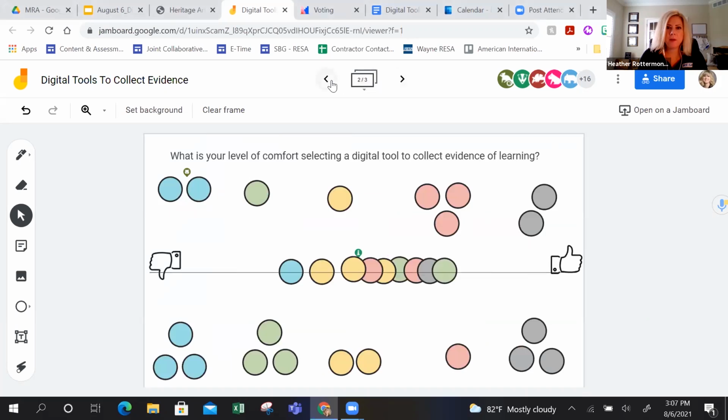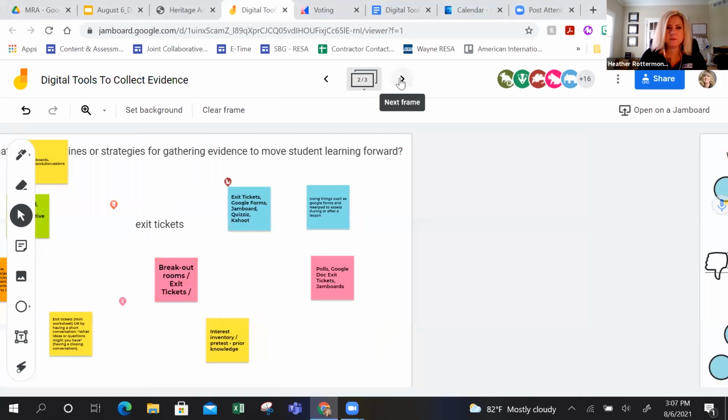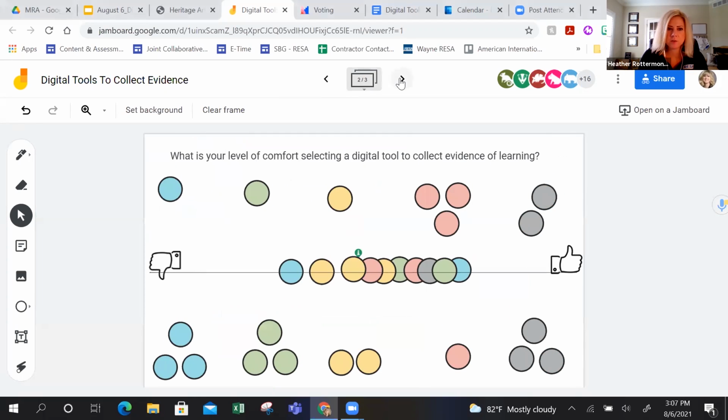All right. If you haven't already done the question, go ahead and move yourself to the second question, where you can grab any one of those little pretty dots and just drag it onto the line of where you are feeling comfortable selecting the digital tool.